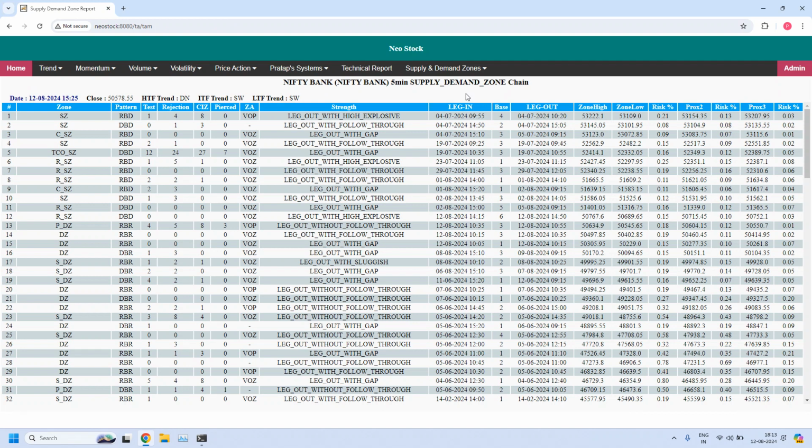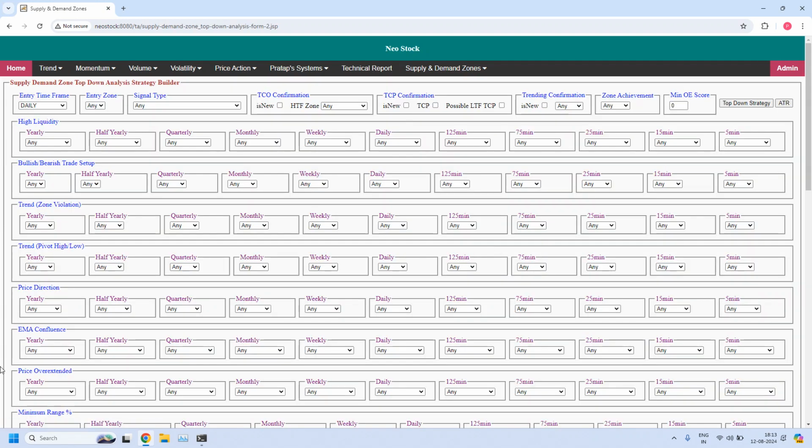Now I am going to generate the next reports, bullish and bearish trade setups for all four income types. The first one is a monthly income trade. Let us generate bullish trade setup for monthly income trade. So entry time frame is daily and entry zone is demand zone, and for bullish or bearish trade setup in daily time frame, I am selecting bullish.